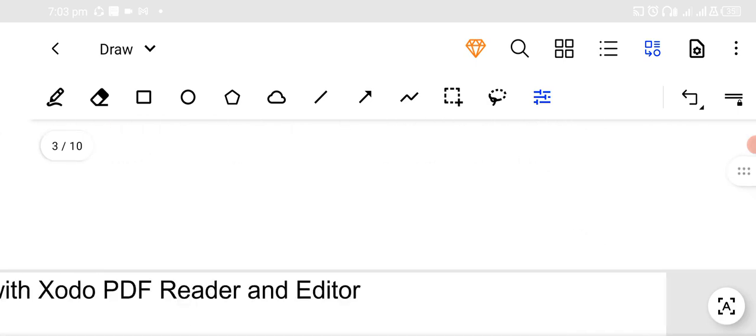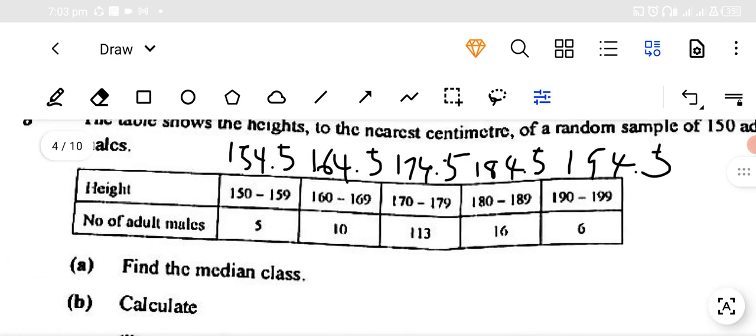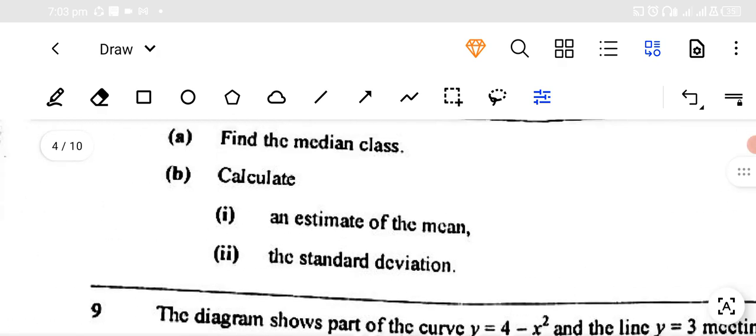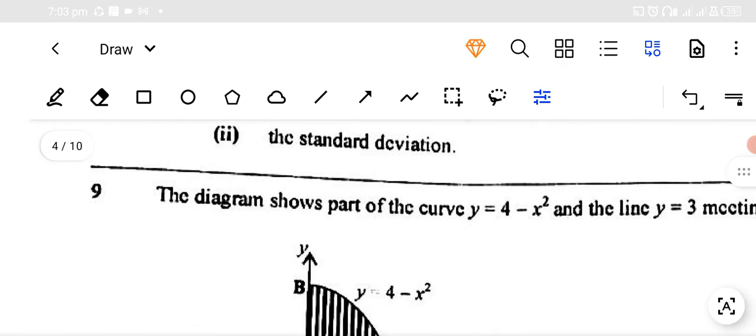Then we can go back to confirm. Yeah, they said an estimate of the mean, then the standard deviation. This was our B. Then we are done with our question 8. Now we go to our question 9.